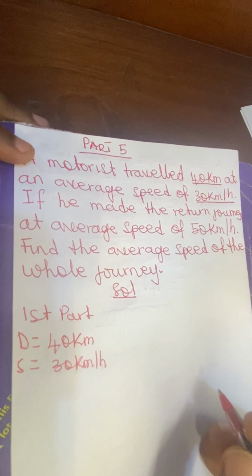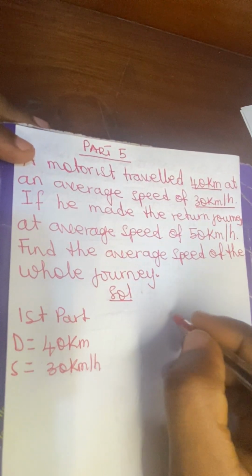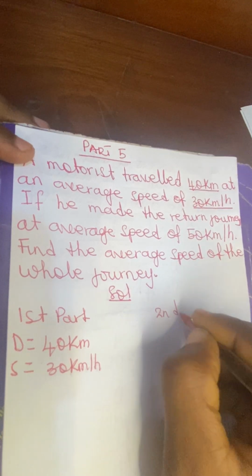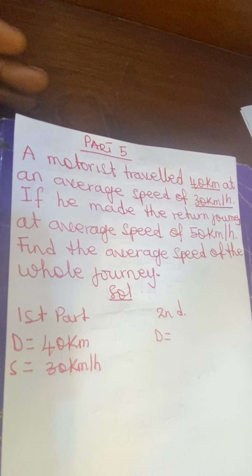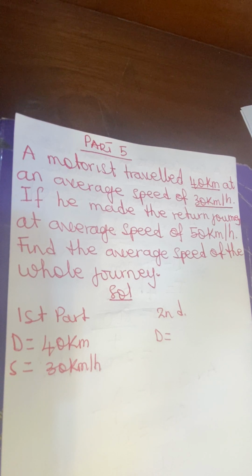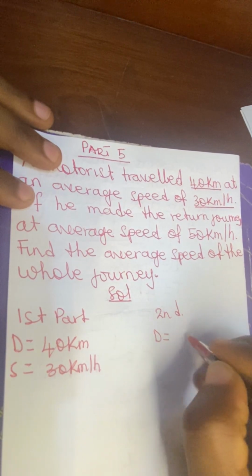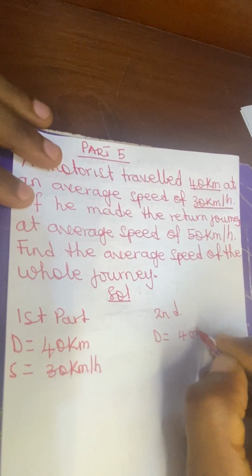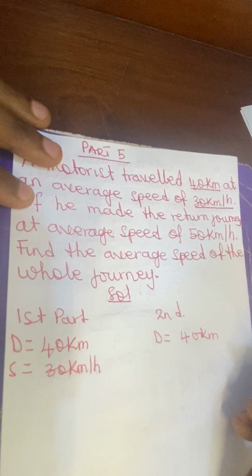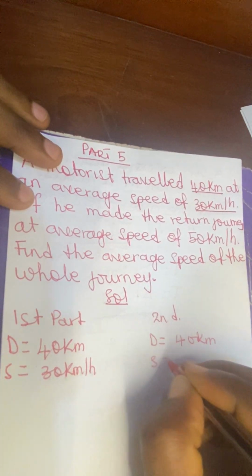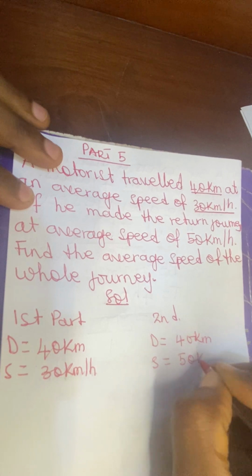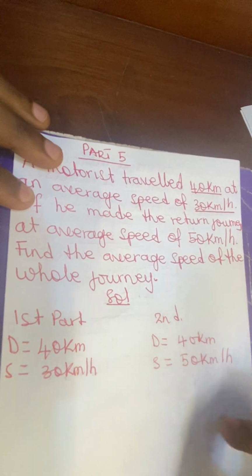Now, if he made a return journey, so the second part of the journey, what is the distance? Understand that if I travel from point A to point B, and the distance is 10 kilometers, when I am returning, it is still the same distance, which means that the distance for the return journey is also 40 kilometers. And we are told that he moved at a speed of 50 kilometers per hour.